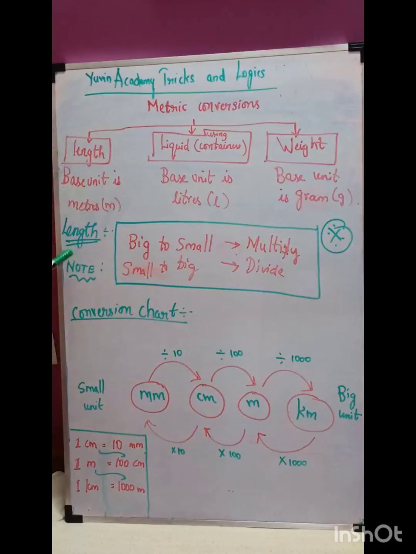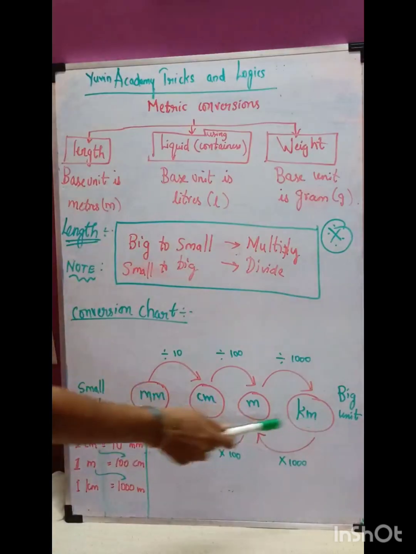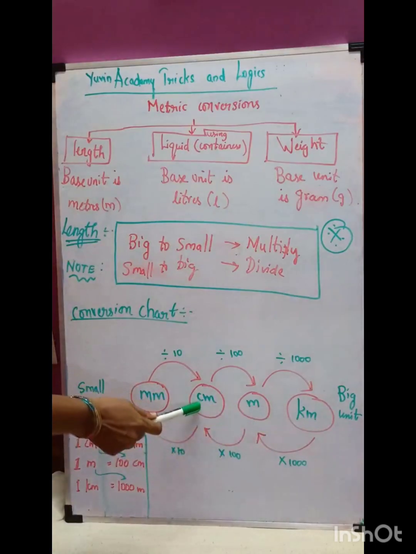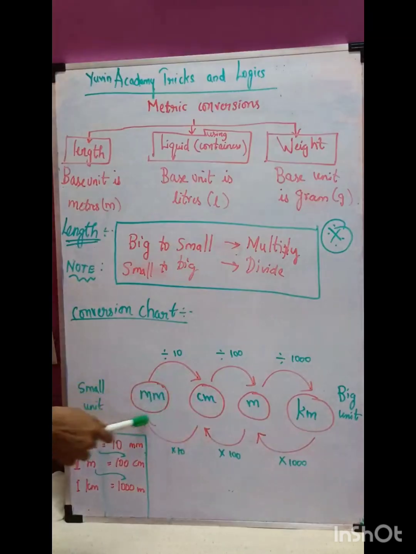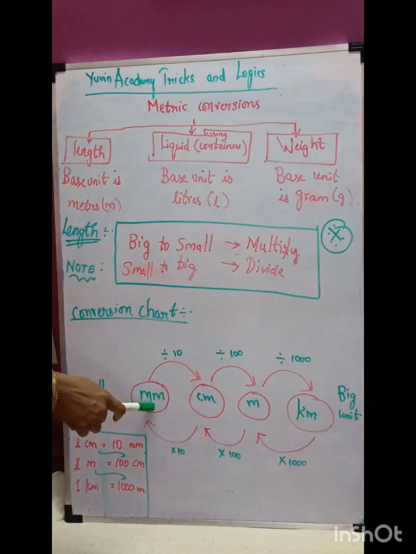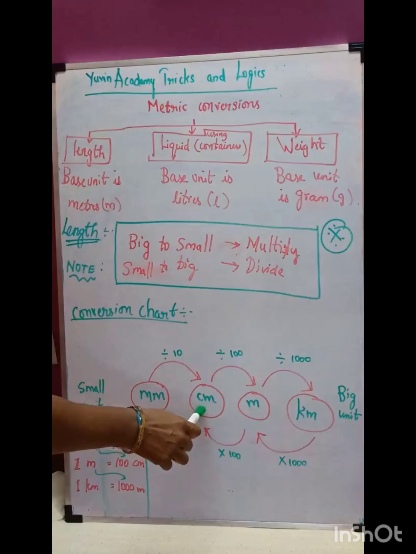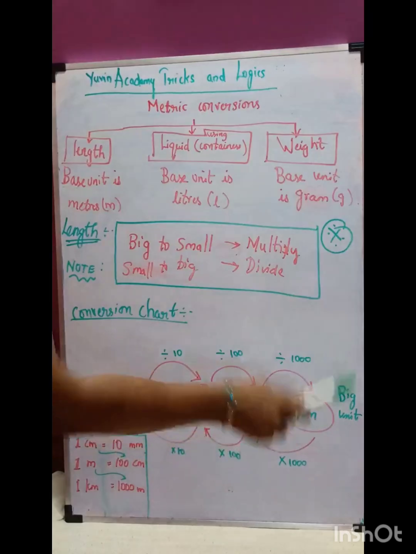Then the basic conversions. This is a very important conversion trick. Big to small, that is, big measurement to small measurement. Kilometer is a big measurement, then meter is next, centimeter, then millimeter. Millimeter is the smallest unit in length measurements. When measuring length, this is the very smallest unit. We will see it on the ruler itself.